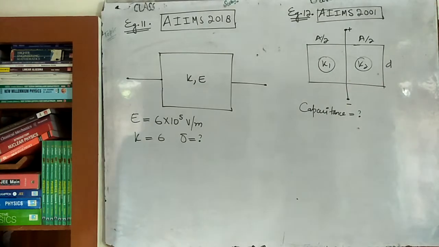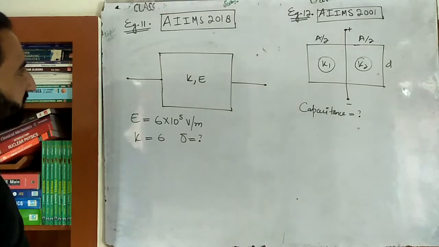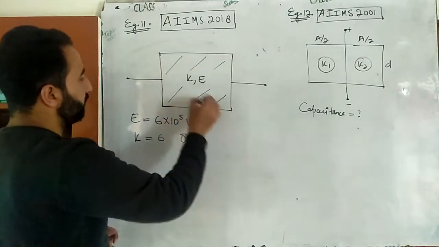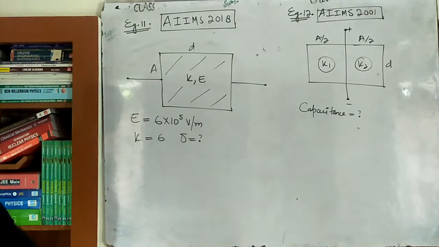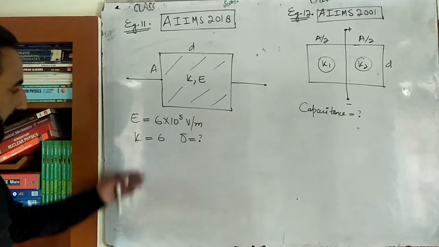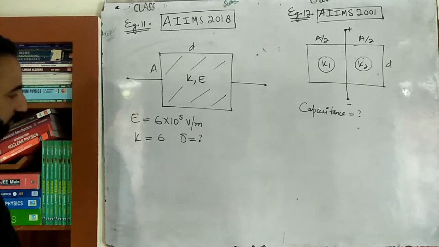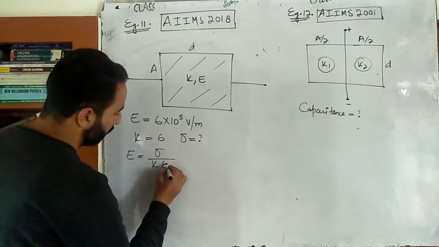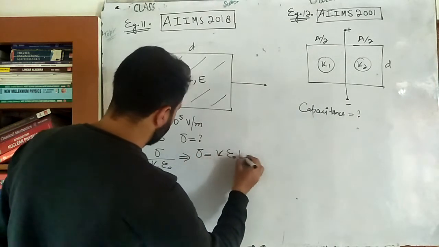Okay, example number 11 and example number 12. Example number 11 was asked in AIIMS 2018, and the question is simply like this. Here is a dielectric slab with the plates. Suppose this is A and this is D. Now what's given is that the electric field is 6 into 10 power 5 volt per meter, the dielectric constant K is equal to 6, and you will have to calculate sigma. Easy question. So electric field is simply E is equal to sigma divided by K into epsilon naught. Now this equation in turn implies sigma is equal to K into epsilon naught multiplied by electric field.